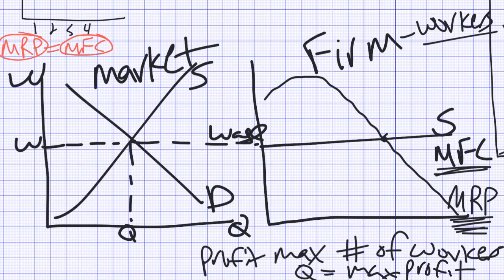So we analyze it like we always analyze it. This is the extra cost. This is the extra benefit. So it's worth it. Extra cost, extra benefit, worth it. Extra cost, extra benefit, worth it. Stop there, because after that, the extra cost is greater than the extra benefit, so it's not worth it to keep hiring workers. So our quantity of workers is at that point right there.